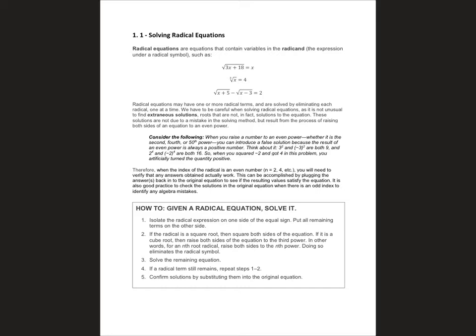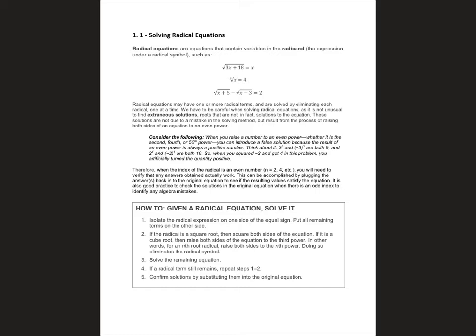Therefore, when the index of a radical is an even number, such as when the index is 2 for a square root, 4 for a fourth root, you will need to verify that any answers obtained actually work. This can be accomplished by plugging the answers back into the original equation to see if the resulting values satisfy the equation. It is also good practice to check the solutions in the original equation when there is an odd index to identify any algebra mistakes that could possibly have been made.